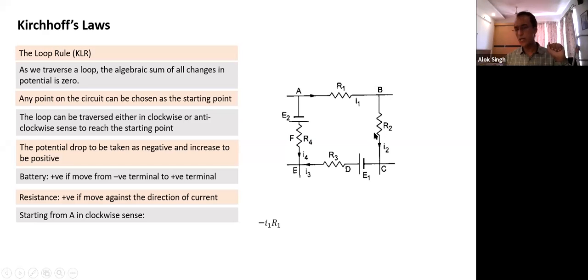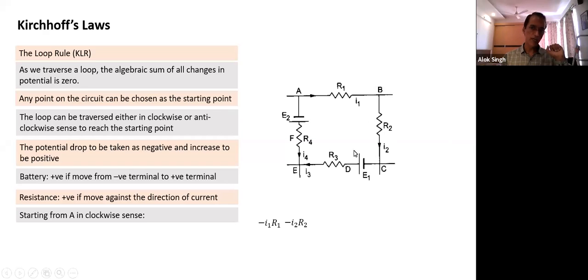So again, we are traveling in the direction of current. So what should be the sign? First, every time, let's mark the sign first. Since we are moving in the direction of current, the sign is negative, minus I2 R2. Then from here, we come to point C, and then from here, we come up to this point. So from here to here, no change in potential.